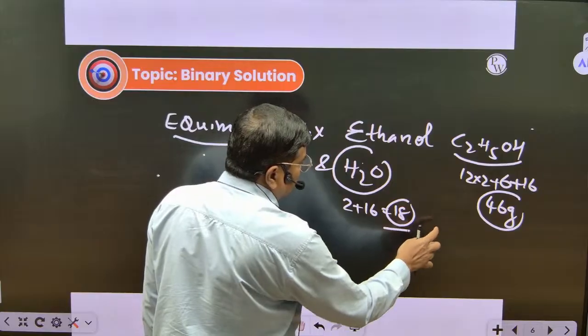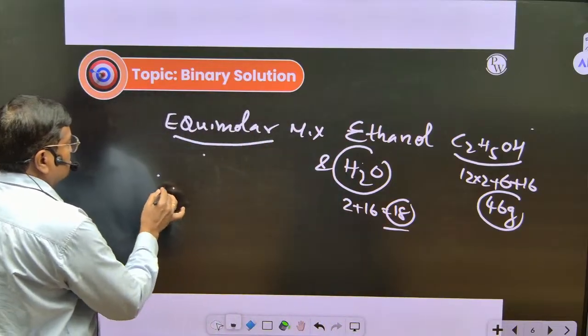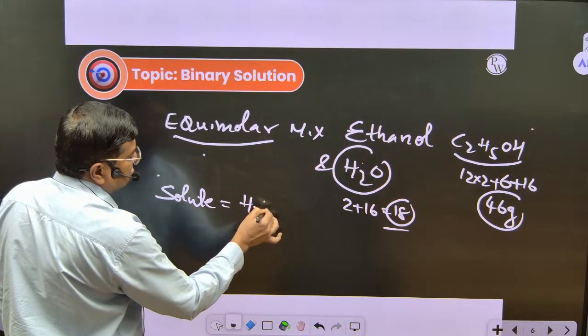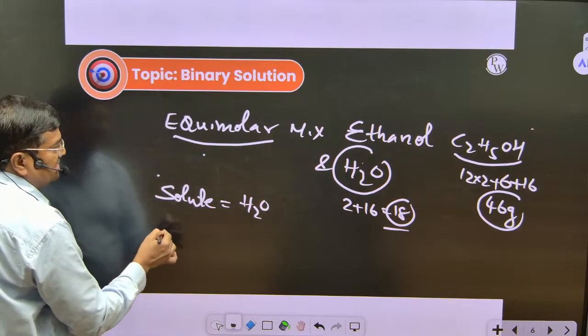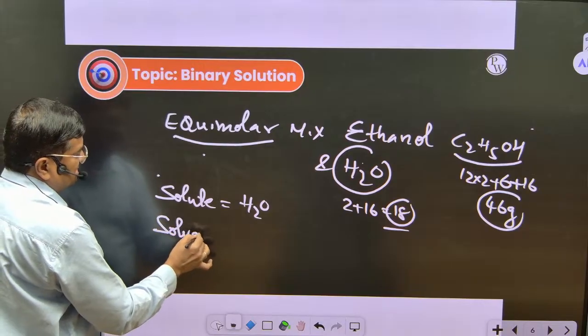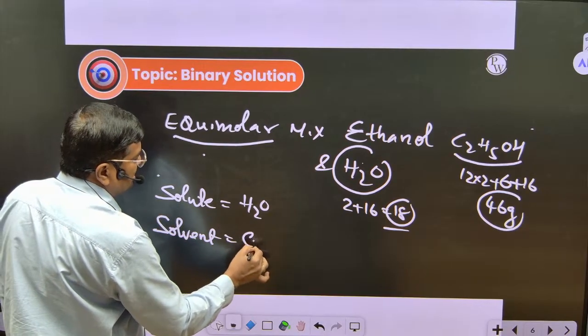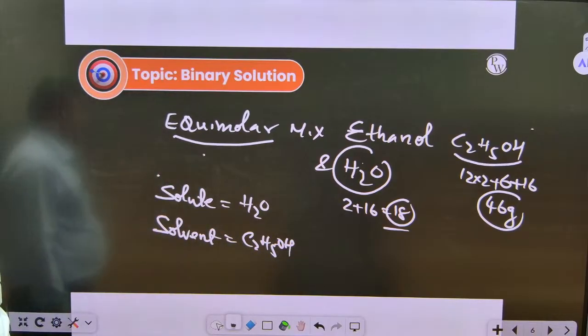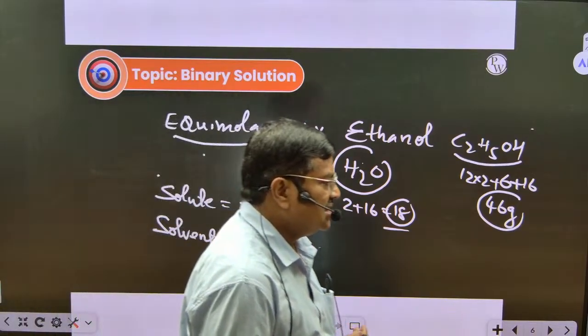Water is taken as solute. So in this, who will be the solute, students? The one that is having the lesser amount, no? Solute is water because its mass is 18 gram. And what will be the solvent here? Solvent will be ethyl alcohol. So this is how we decide the physical state of solute and solvent.